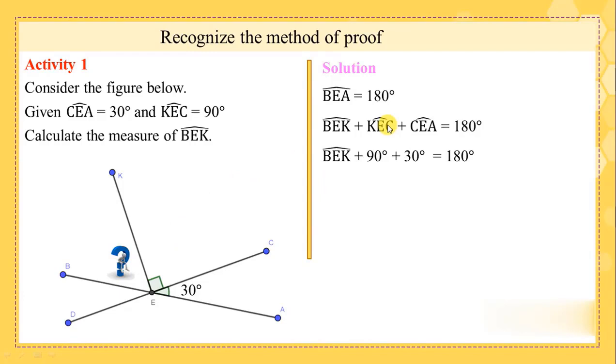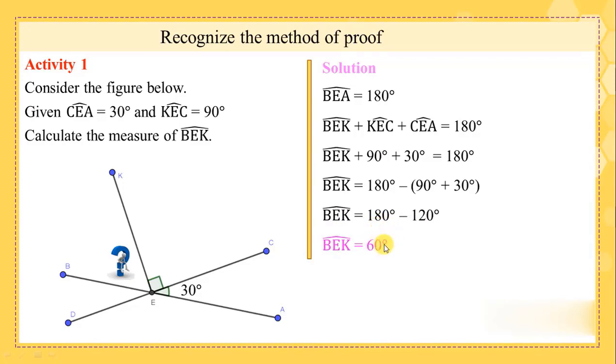But we know that KEC is equal to 90 degrees from the given. CEA is equal to 30 degrees also from the given. So BEK plus 90 degrees plus 30 degrees is equal to 180 degrees. Now we subtract to get the angle BEK. The measure of angle BEK is equal to 180 degrees minus 120 degrees, which is 60 degrees.